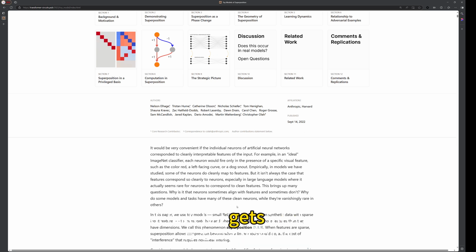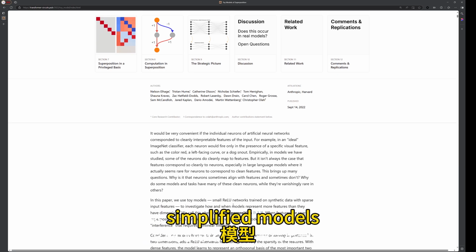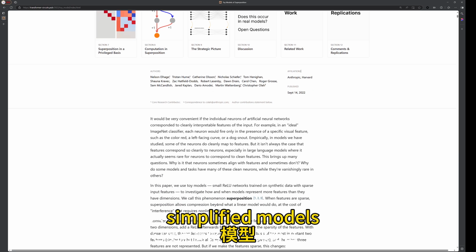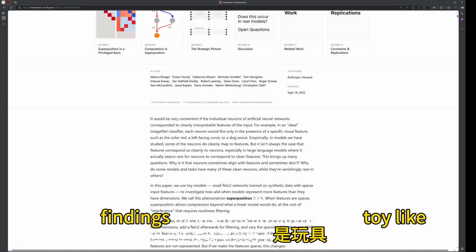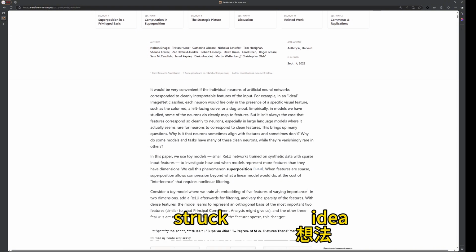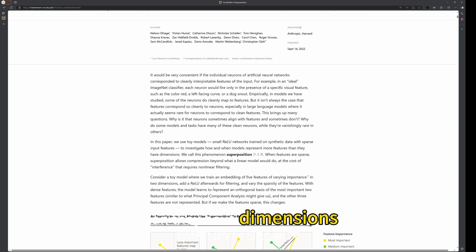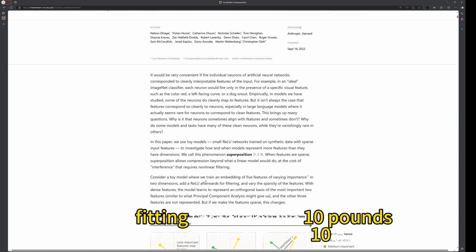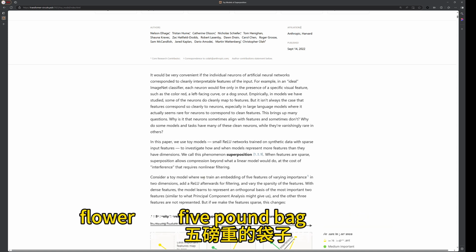Yeah, definitely. It gets into how neural networks actually represent information. And it uses simplified models to give a really clear view. Right, these toy models. But the findings themselves are anything but toy-like. Exactly. And what really struck me was this idea that networks can represent more features than they have dimensions. How is that even possible? That's like fitting 10 pounds of flour into a 5-pound bag or something.